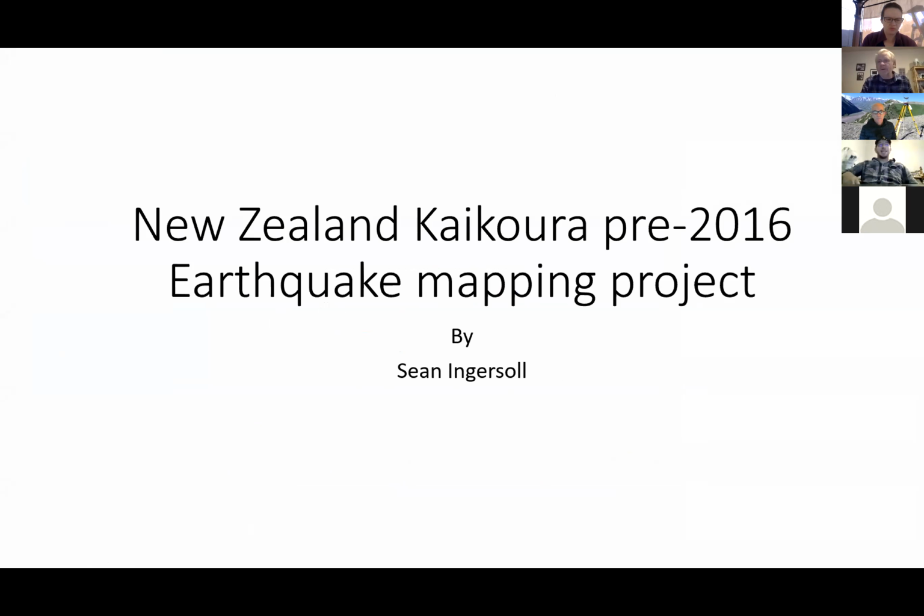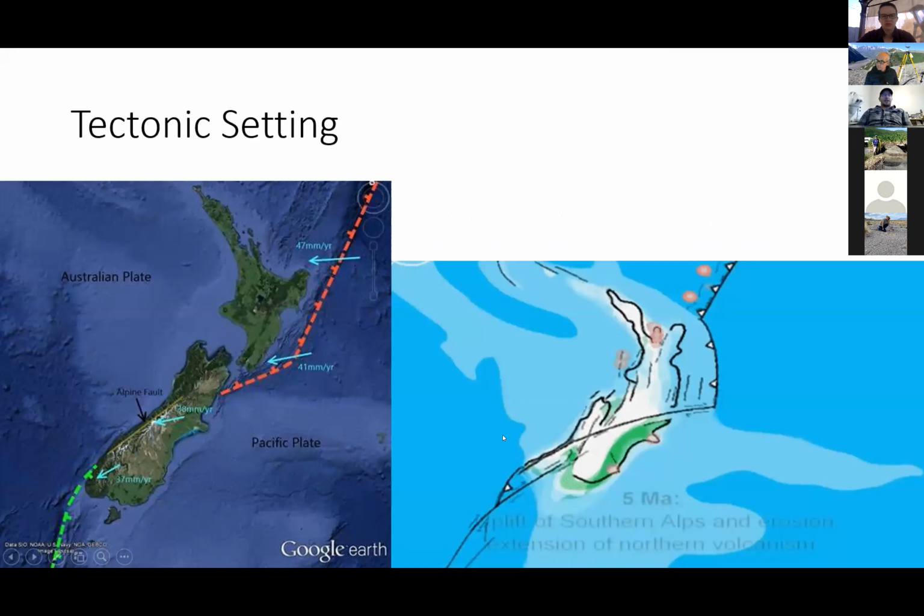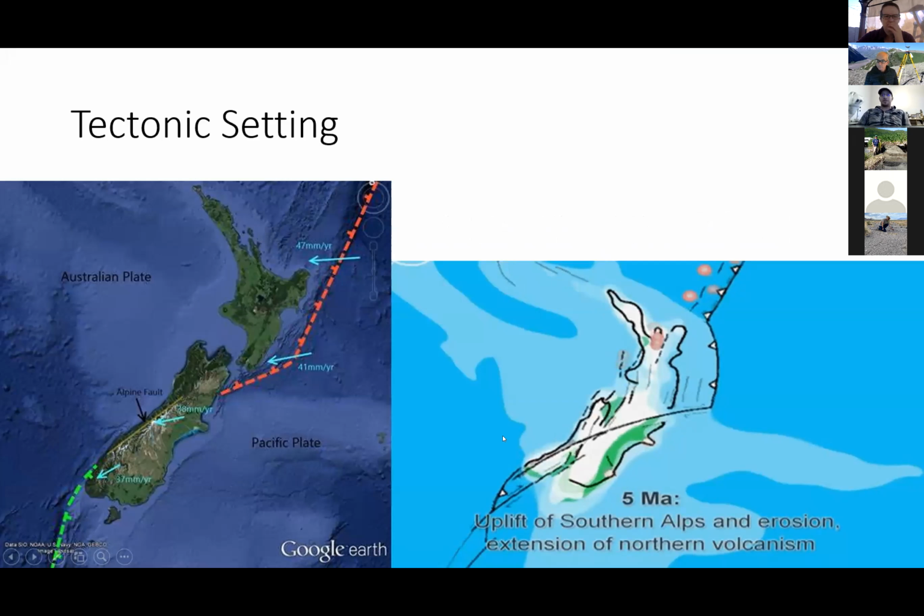So mine is on the New Zealand Kaikoura earthquake, well, pre-earthquake, before. This is my second mapping project, and I actually liked this one better than the other one because the data set was easier for me to look at. So, tectonic setting, a little bit of the background in this area.